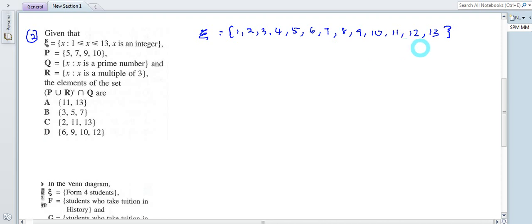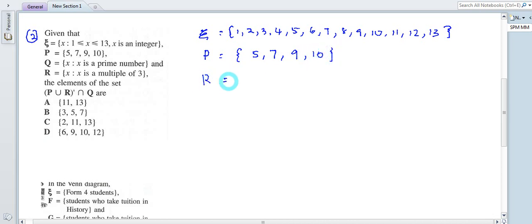Actually, if you don't want to list out, it's okay. But since the number of elements for the universal set is not a lot, we can list it out. So it's easier for you to see how I solve it. So P, I just copy first: 5, 7, 9, and 10.